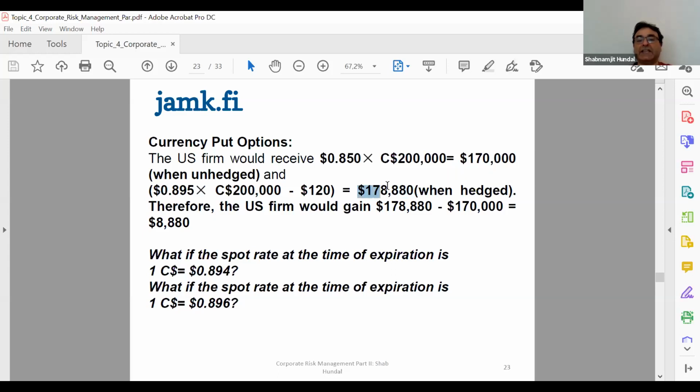And this cash inflow is higher than the cash inflow which you could have got if you were unhedged. In this contract, you have gained 880 American dollars. So it's good for you. So this is how the put option works, and you can try with other exchange rates as well. So this is everything about the put option.